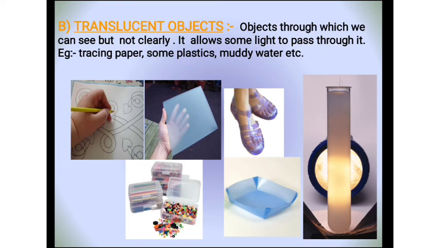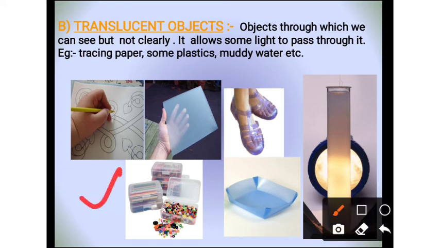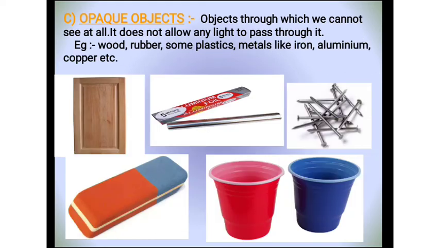Next one is translucent objects. Translucent objects are those objects through which we can see but not clearly. That's why we call them translucent objects. It allows some light to pass through it. Examples are tracing paper, some kinds of plastic, butter paper, and muddy water. These are examples of translucent objects.